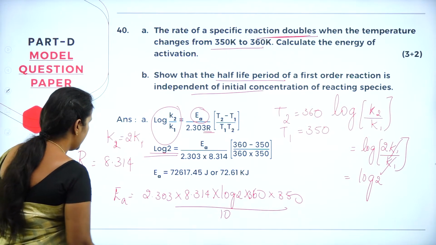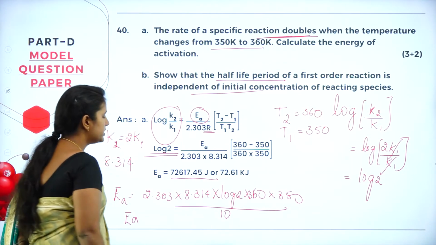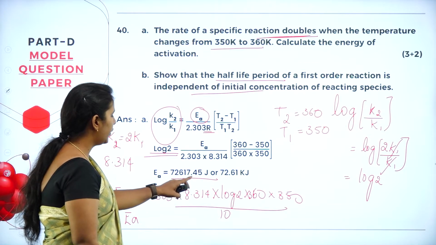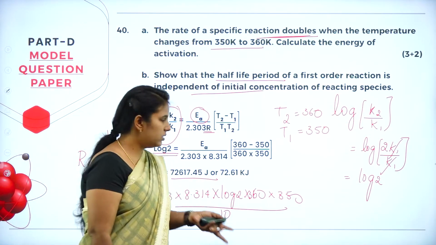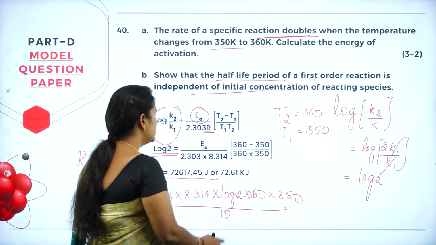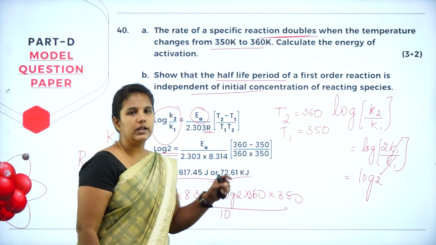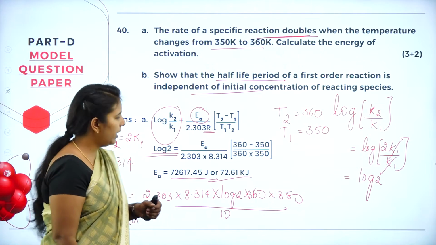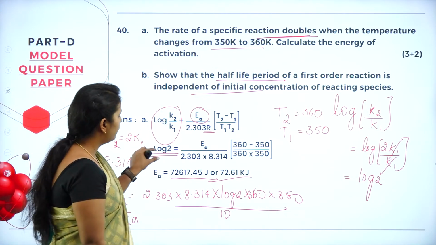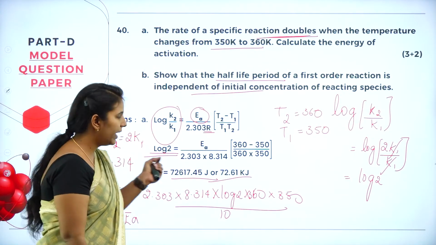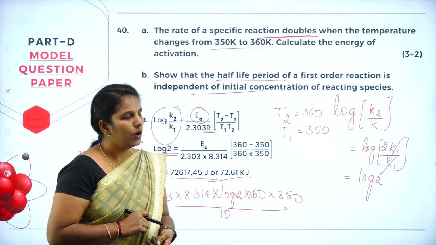Now, if you calculate this, you will get 72611.7474 joules. If you convert it into kilojoules, divide by 1000, so you will get 72.61 kilojoules. This is how, for writing the formula you will get 1 mark, for substitution you will get 1 mark, and for writing the correct value of EA along with the units you will get 1 more mark.